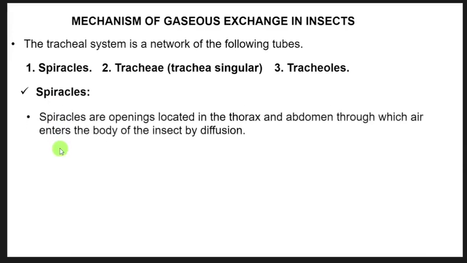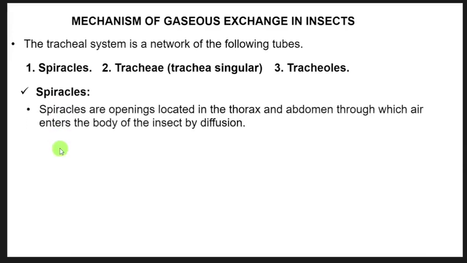We are saying spiracles are openings located in the thorax and abdomen through which air enters the body of the insect by diffusion. So on the surface of the body, especially the thorax, which is the middle part of an insect, and the abdomen, which is the tail part of the insect, you find openings called spiracles, and it is through these openings that air or oxygen enters the body of the insect by the process called diffusion.